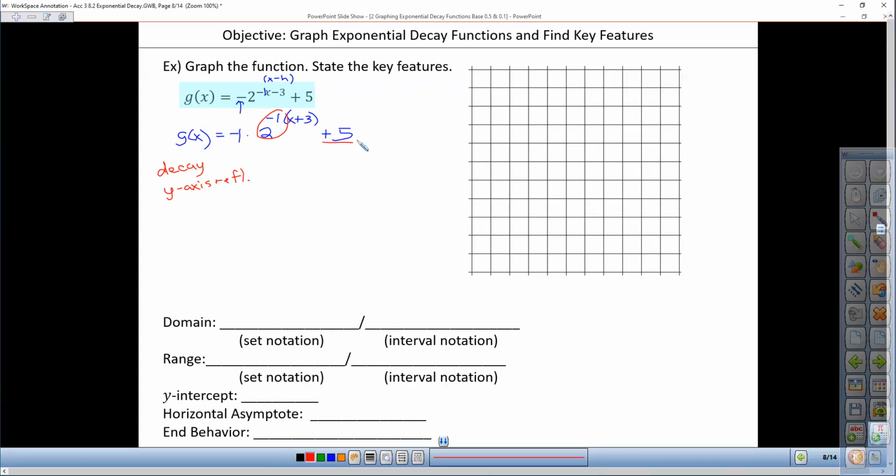I have a k value of 5, which means my horizontal asymptote is y equals 5. I have an h value that's the opposite now of that plus 3. So my h is a -3, which means I have a translation to the left. The plus 5 means I have a translation up. So left 3 and up 5, plus my y-axis reflection. The other thing that makes this one a little bit tricky, remember, is -1 this time is our a value. So a being negative means we also have an x-axis reflection.